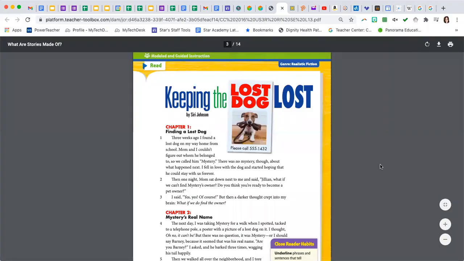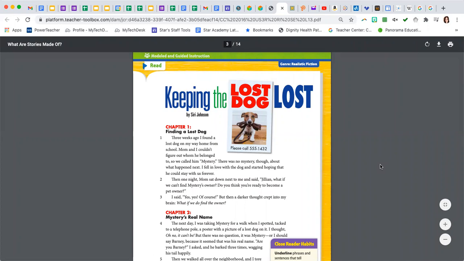All right, so we are going to continue on to page 216. And we are now going to read the first of 2 chapters of a realistic story. And so I am going to read it to you as you follow along so that you can better understand what this story is about.